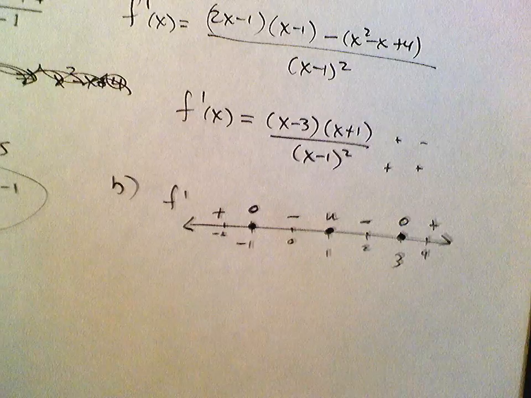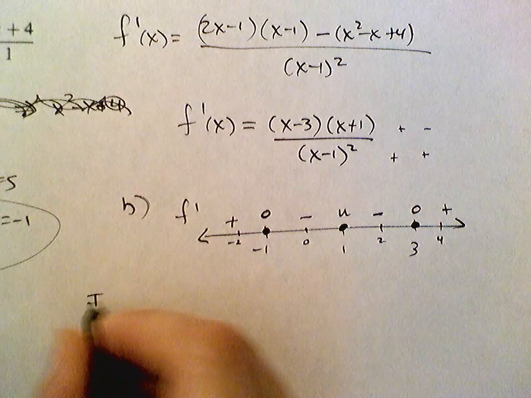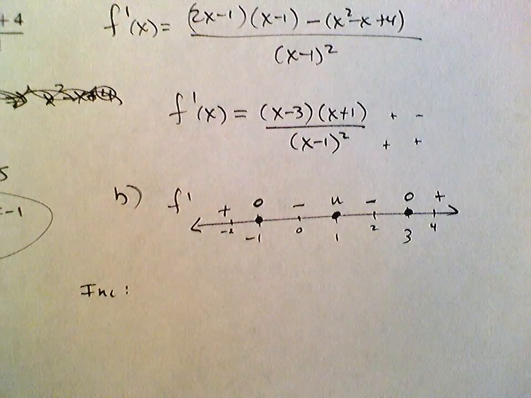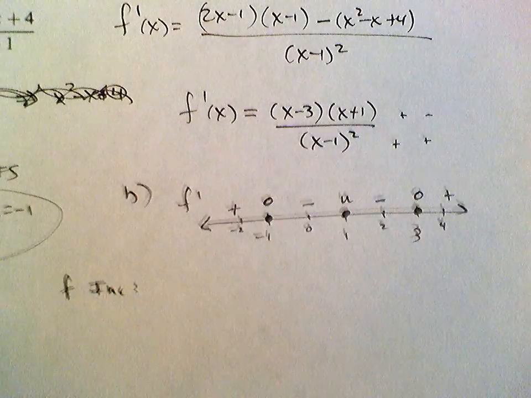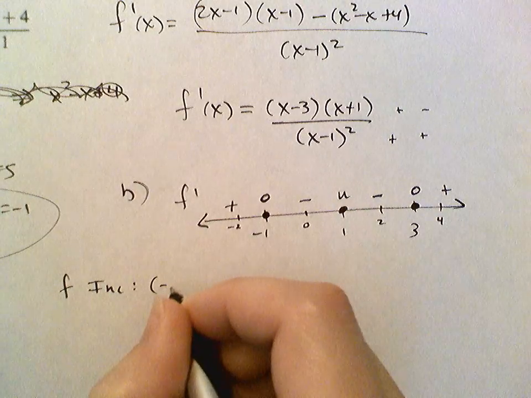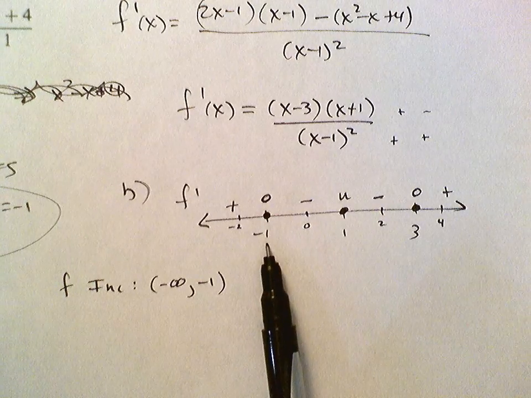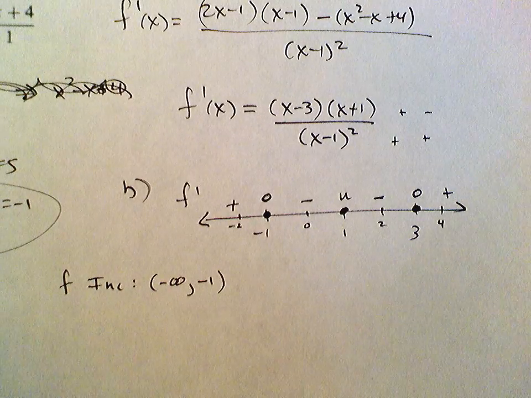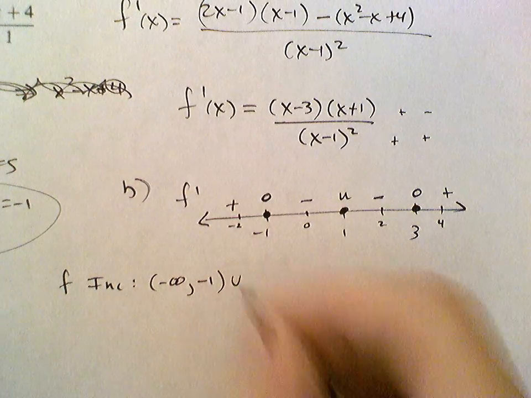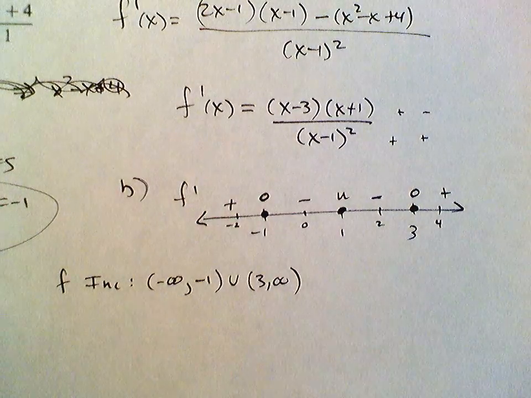Okay, so what they were asking in part B is where f is increasing or decreasing. So I'm going to say increasing wherever f prime is positive. So f is increasing on 2 intervals, -∞ to -1. Don't include it, because at -1 f prime is 0, and 0 is neither positive nor negative. So f would be neither increasing nor decreasing. Union 3 to infinity.